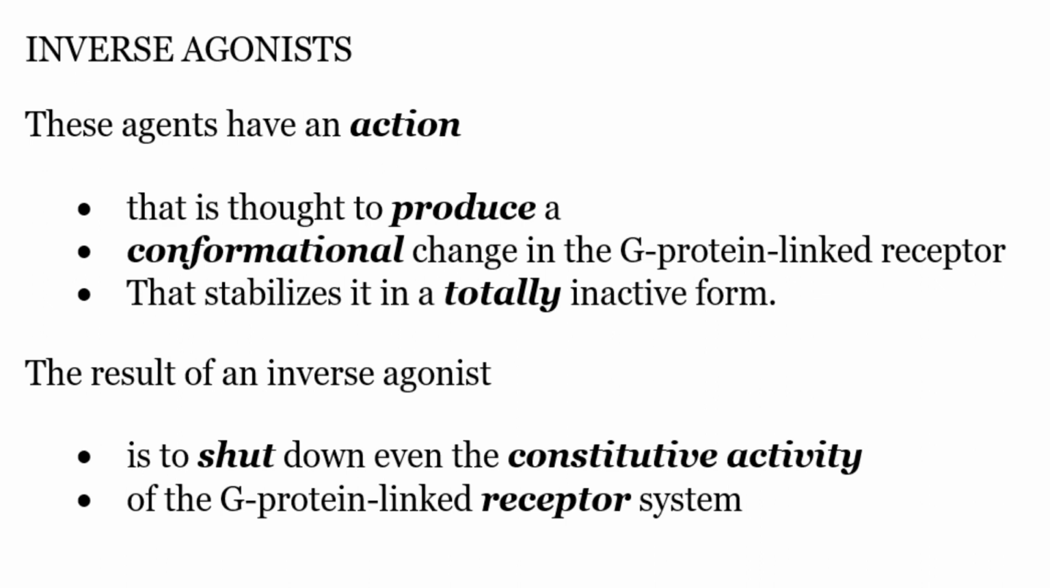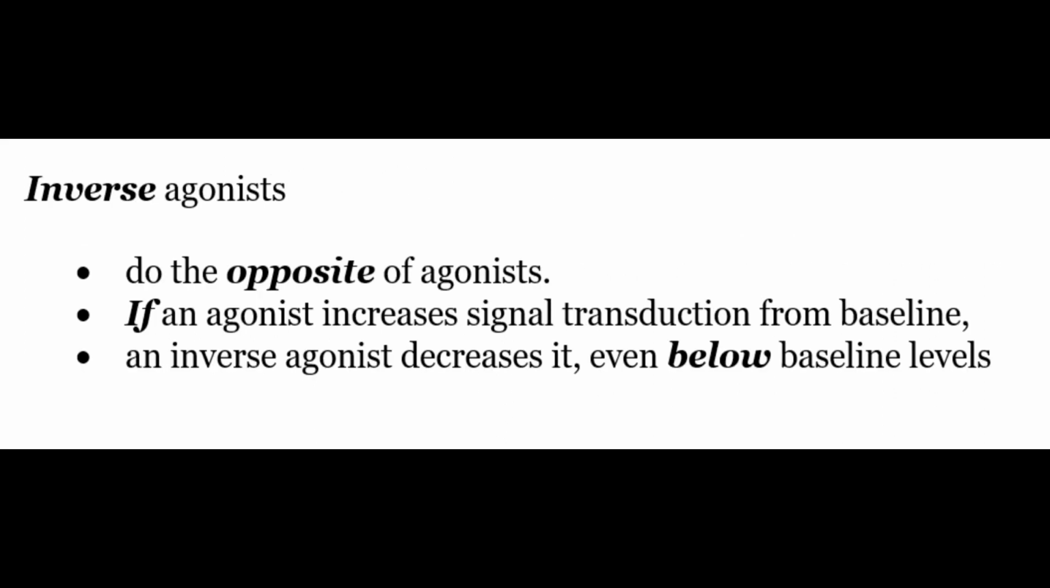These agents produce a conformational change in the receptor that stabilizes it in a totally inactive form. And thus the result of an inverse agonist is to shut down even the constitutive activity of the receptor system. Thus, in a sense, inverse agonists do the opposite of agonists. If an agonist increases signal transduction from baseline, an inverse agonist decreases it even below the baseline.